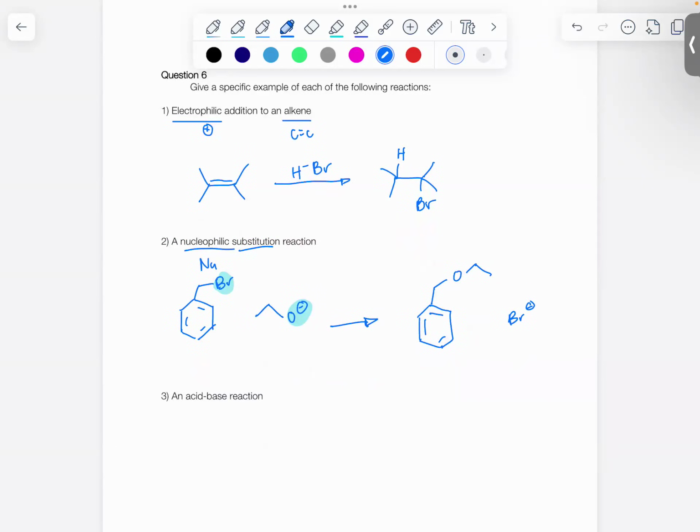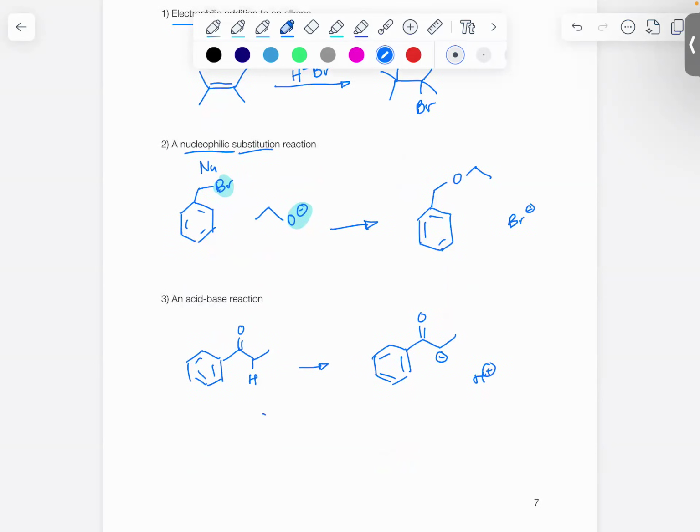And finally, an acid-base reaction. You can really draw almost any structure you'd like, and just show the movement of a proton. If you want, you can also include, well, you probably should include the base.